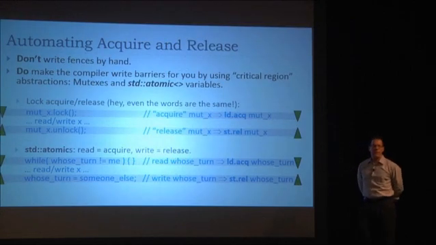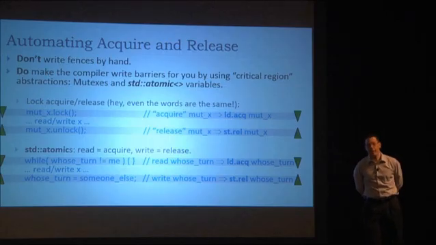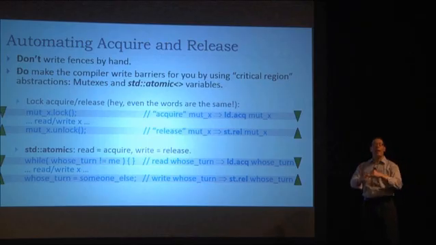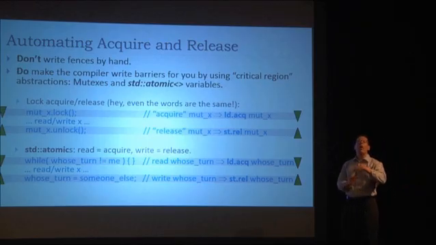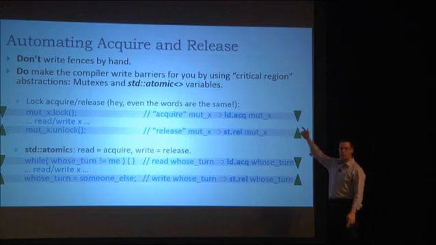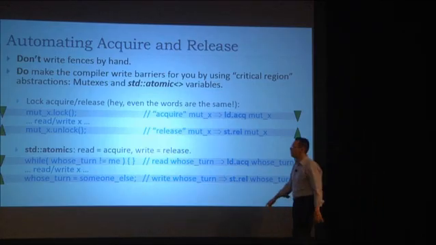We don't want to write fences by hand if we can help it. I'll show you some examples, and then you'll appreciate that. We do want to make the compiler write the barriers on your behalf. The way you do that is by using locks and atomics. So we've seen these examples before.